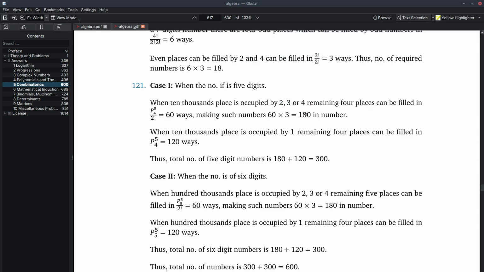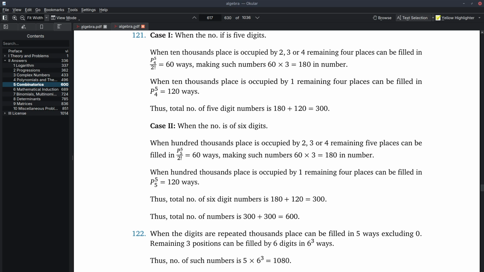so total number of numbers is 180. When 10,000 place is filled by 1, remaining 4 places can be filled in 5p4, that is 120 ways. So total number of 5-digit numbers is 300.